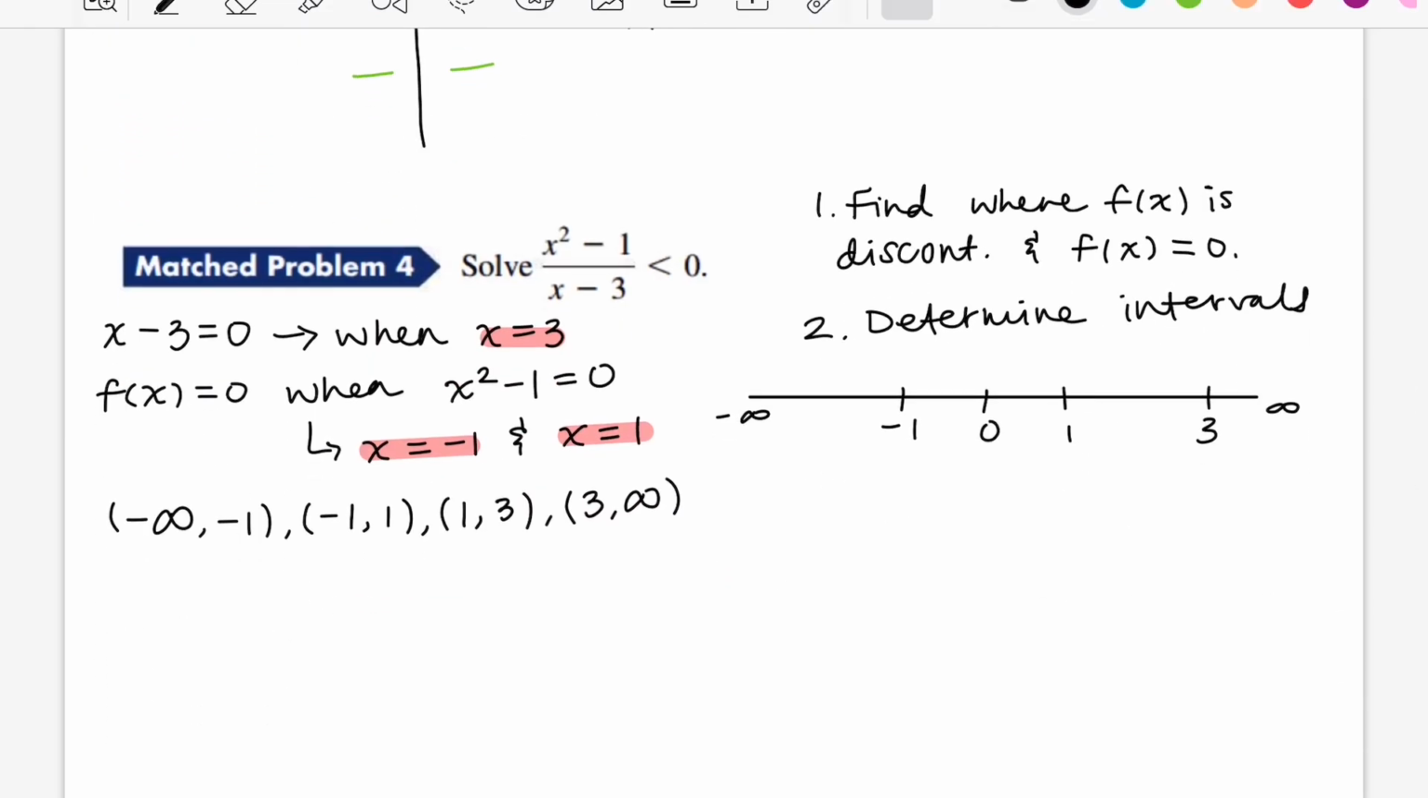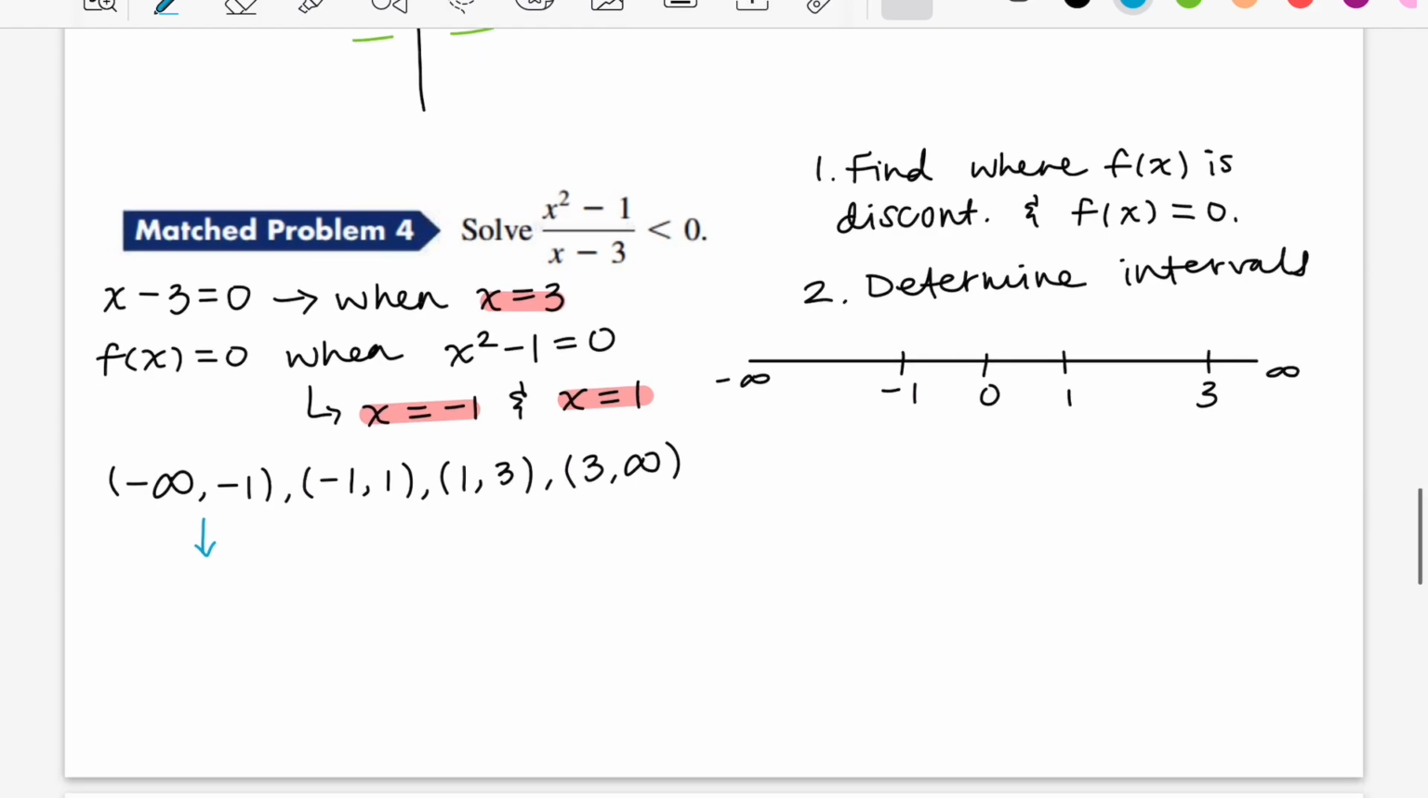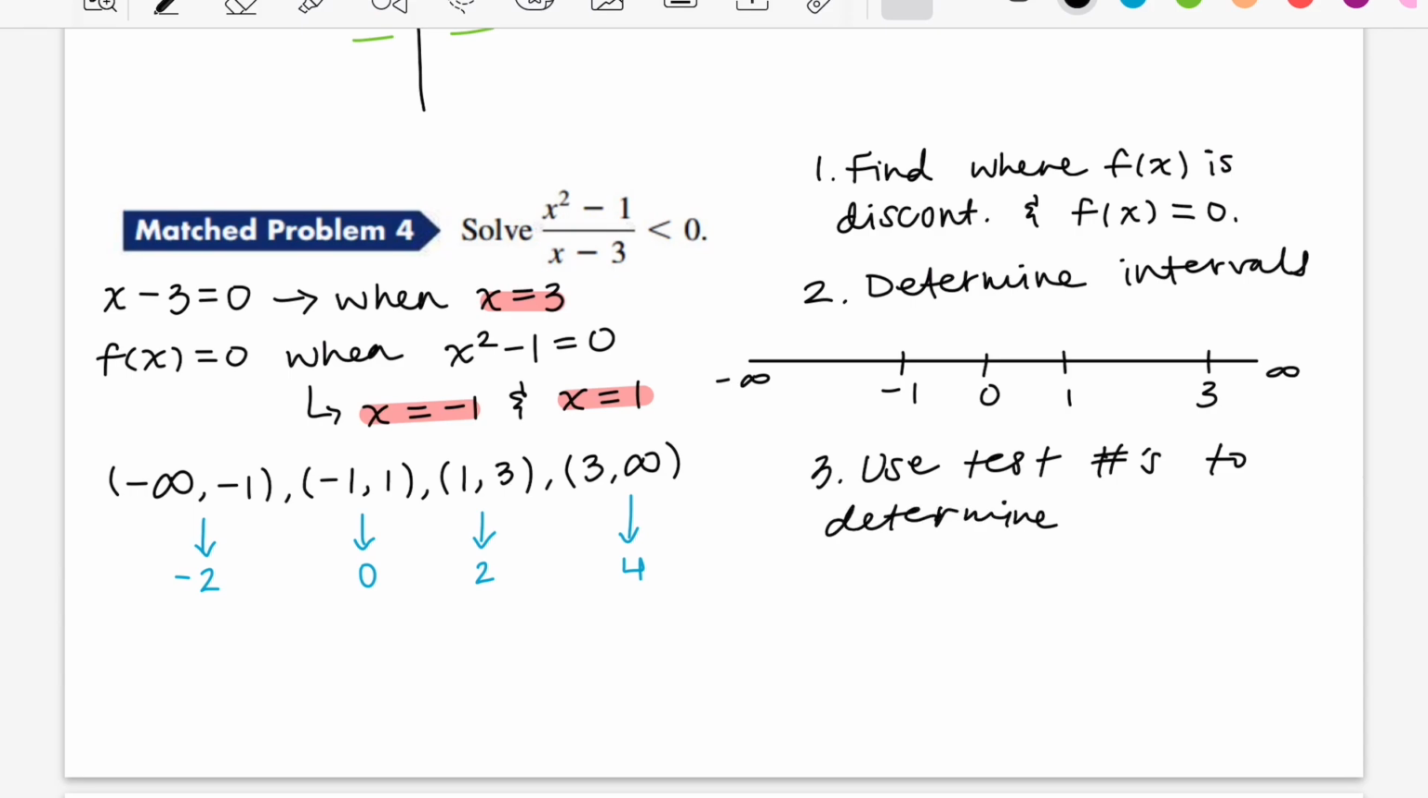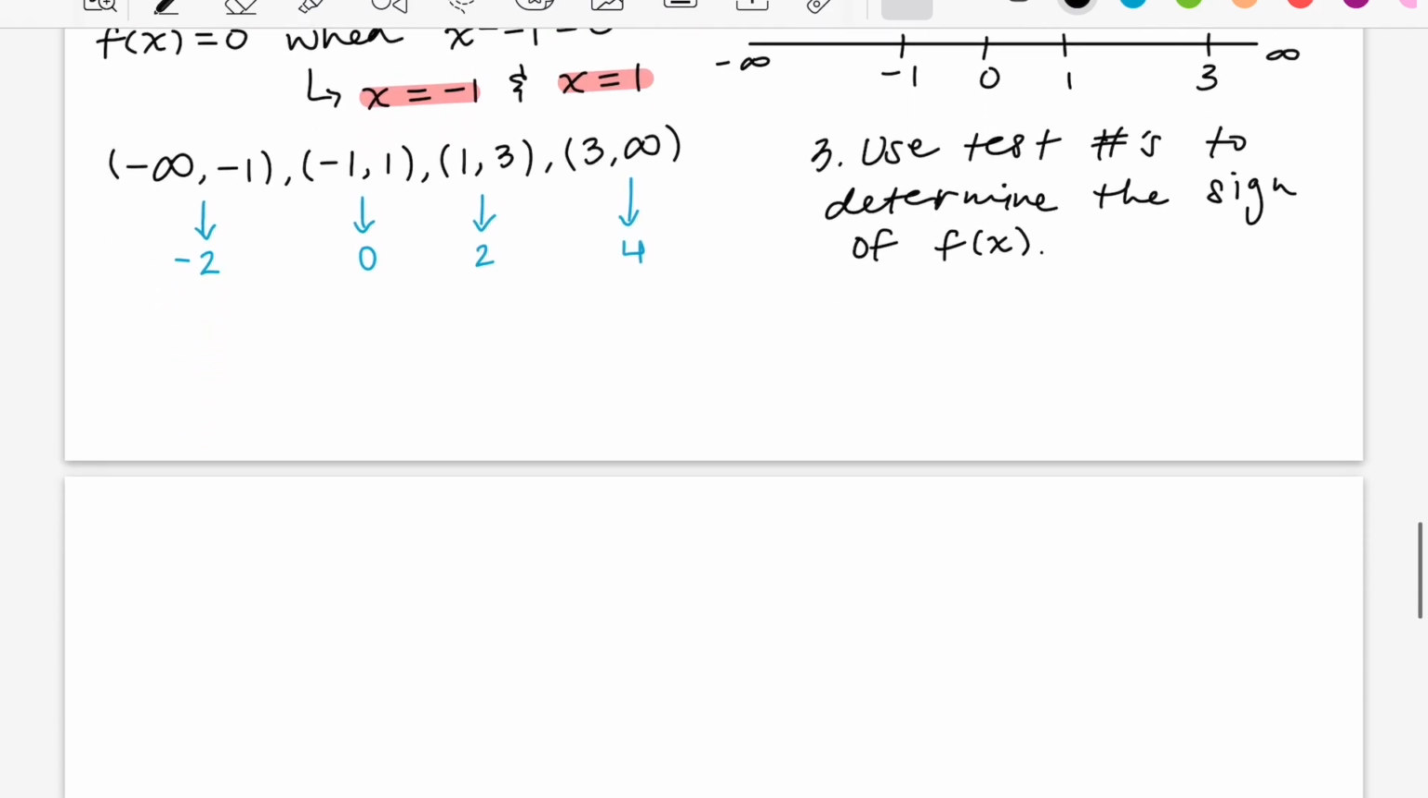So this tells me that I can pick any number within these intervals to determine the sign of our function. So I'm going to pick some easy numbers. I'm going to pick -2 there, 0 in this one, 2 in this one, and 4 in this one. And so these are called test numbers. So this brings us to the third part: use test numbers to determine the sign of f of x. So I'll go to the next page here.